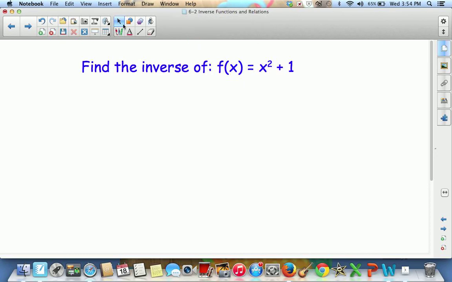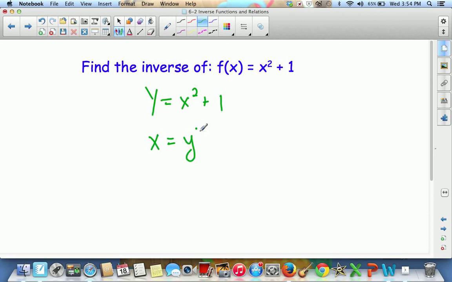Okay, now what about this one? Let's use our steps here. So we have y equals x squared plus 1. We changed our f of x to a y. So now we're going to change our x and our y. Alrighty, and now we have to solve for a new y. So we're going to subtract 1 from both sides. So now we have x minus 1 equals y squared.